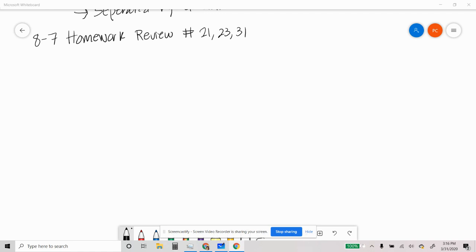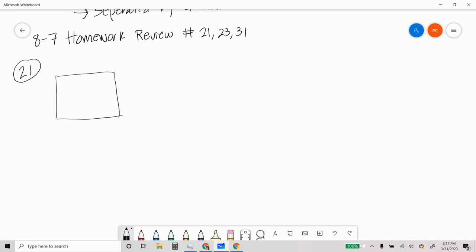Okay, guys, we're going to go ahead and go over 21, 23, and 31. So on number 21 and 23, actually, they're both very, very similar. So after I show you one, you might be able to do the other one. On 21, they give you the area of a rectangle.